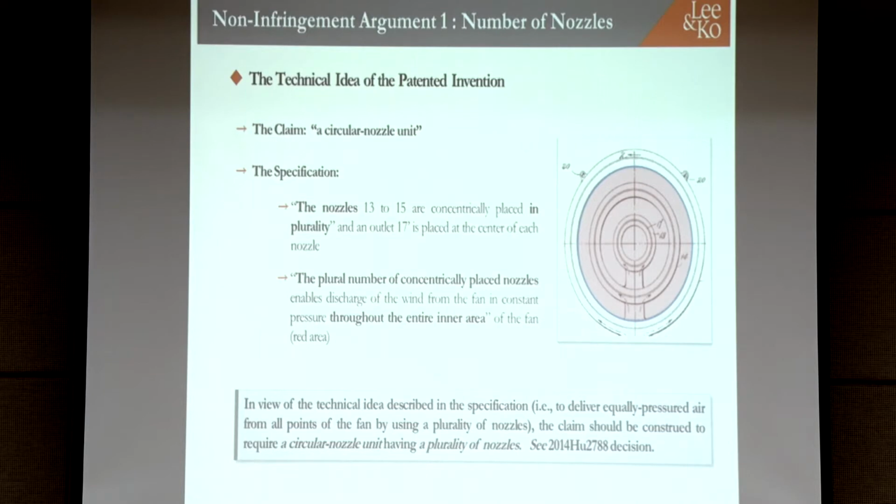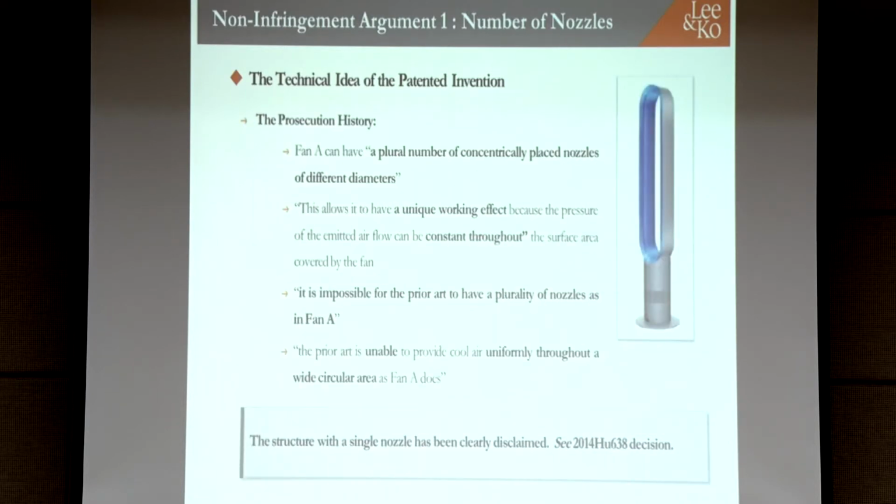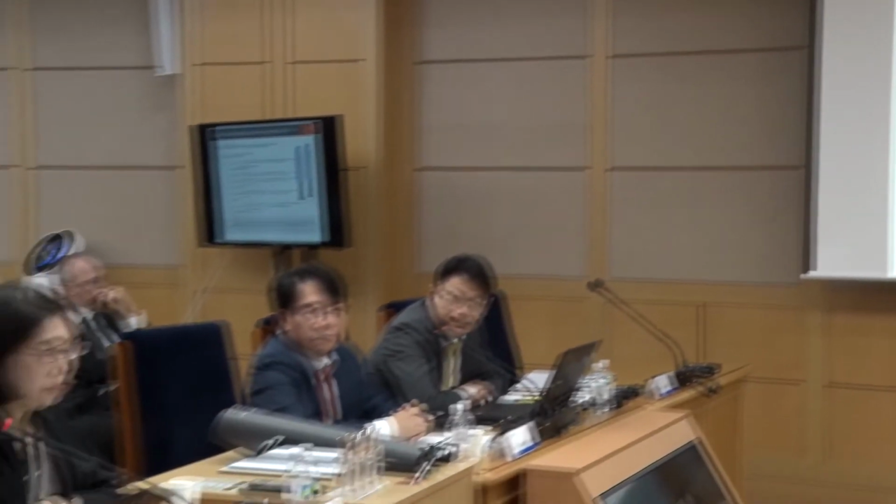That's one thing. And the other one is that the plaintiff argued that the plaintiff did not disclaim certain things during the prosecution. But assuming that the applicant did not argue about the advantageous effect obtained by using a plurality of nozzles during the prosecution, then the examiner would have rejected the application because only changing the shape of the nozzle would not make any difference. So the reason that the patent was granted is that the applicant argued about the advantageous effect of using a plurality of nozzles. So in view of the prosecution history, the claim term should be limited.